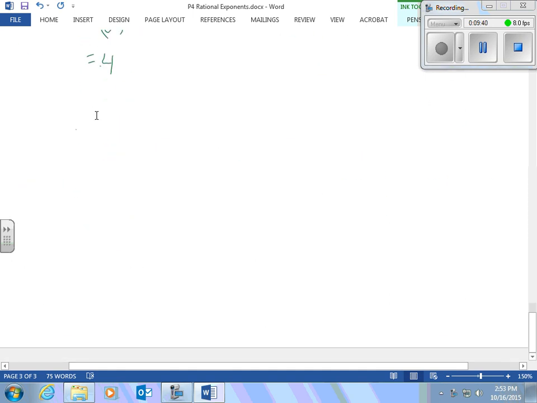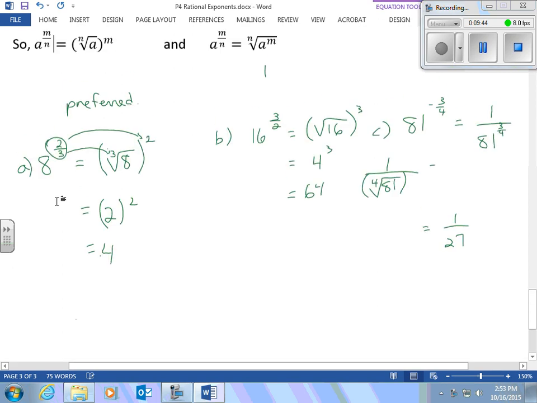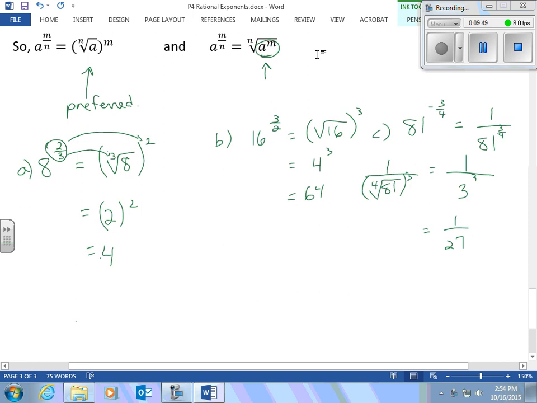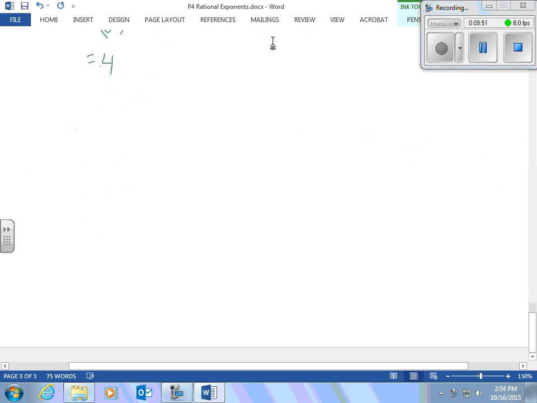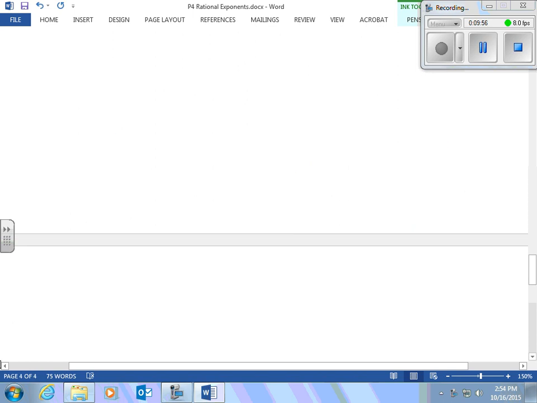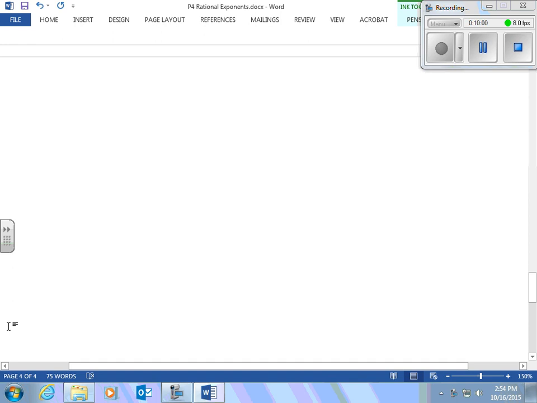Sorry, excuse me, while I try to flip to a new page here. This should do it here. All right. So simplifying rational exponents. Now I've lost my ability to write. Hang on. There we go.